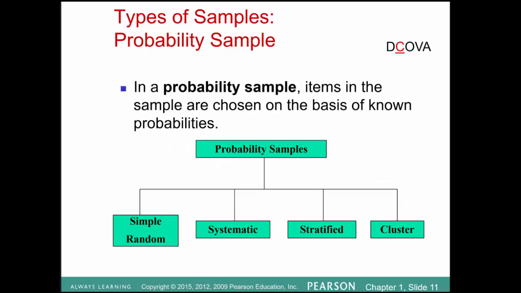Now let's move over to probabilistic samples. In a probability sample, items in the sample are chosen on the basis of known probabilities. There are four types used: simple random, systematic, stratified, and clustered. We'll discuss each of these in more detail.